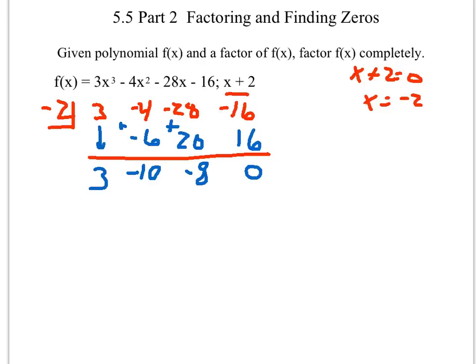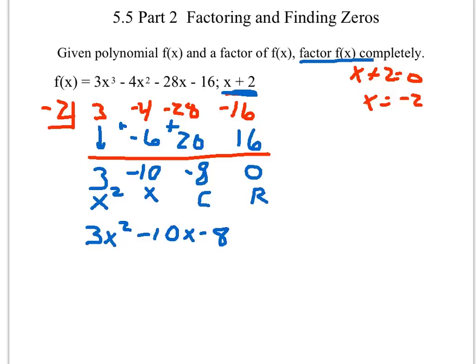We should get a remainder of 0 because this, once again, is a factor. It means it divides it evenly. So we have a remainder of 0. Here's our constant, here's our x, and here's our x squared. So now we have 3x squared minus 10x minus 8. So now we just need to finish factoring f of x completely. We have to finish that job.